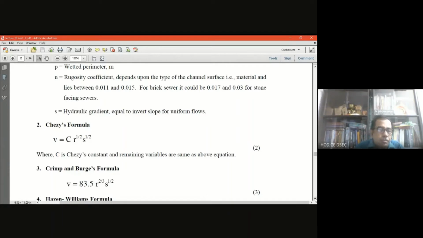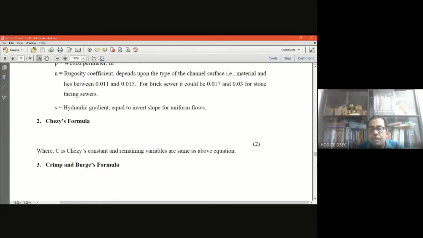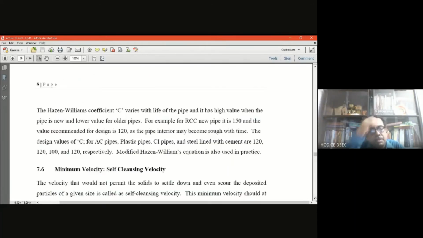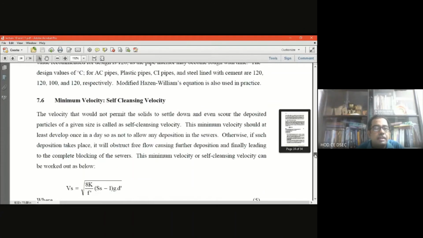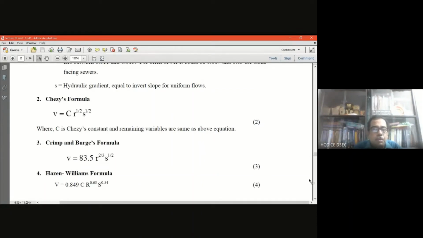Next, I will come to the third formula, that is the Crimp and Burges formula, V equal to 83.5 R to the power 1/3 S to the power half. So this is the Burges formula. Hazen-Williams formula is very important in pipe distribution, the Hardy-Cross method. When I discuss network related analysis, then this formula will be used. Hazen-Williams formula: V equal to 0.849 C R to the power 0.63 S to the power 0.54.